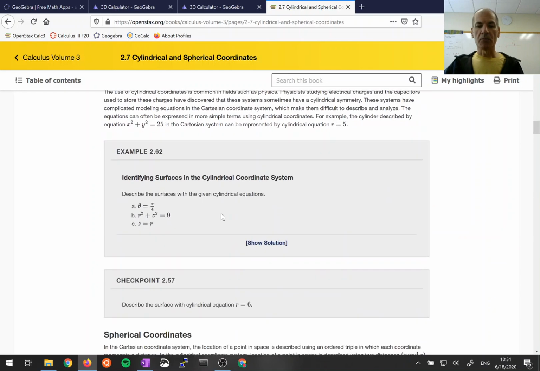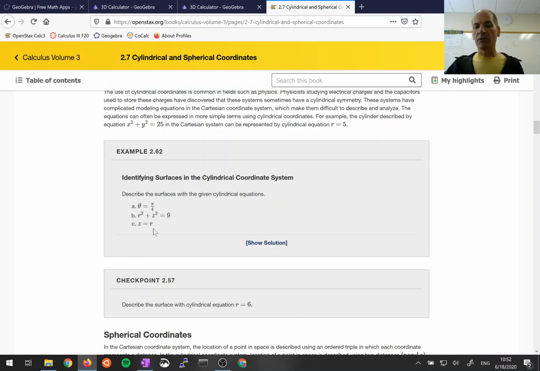Let's look at a couple more. R squared plus z squared equals 9. Another useful thing that you should tuck into your brain is that r is equal to the square root of x squared plus y squared. So whenever you see r squared, you're secretly looking at x squared plus y squared. So if you take this equation and replace r squared with x squared plus y squared, and then you have the additional plus z squared, you see immediately that this is the equation for the sphere of radius 3.